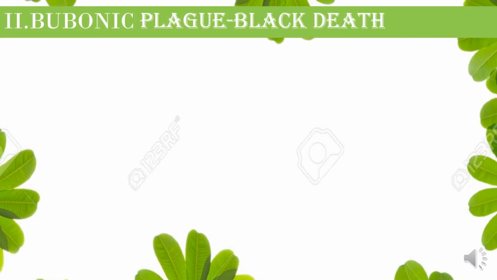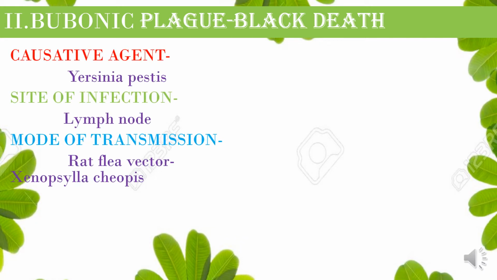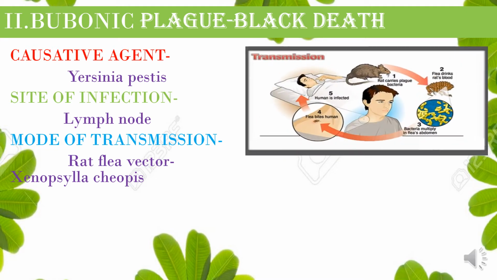The next disease is the bubonic plague, Black Death. This disease is caused by Yersinia pestis, which affects the lymph nodes, and it is transmitted through a rat flea vector called Xenopsylla cheopis. The rat is responsible for transmitting the bacteria to the fleas, and when these fleas bite human beings, they are responsible for transmitting the disease called the plague.